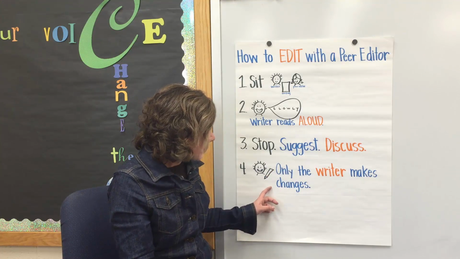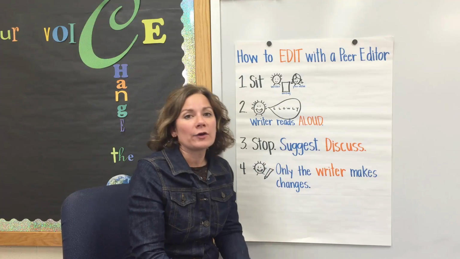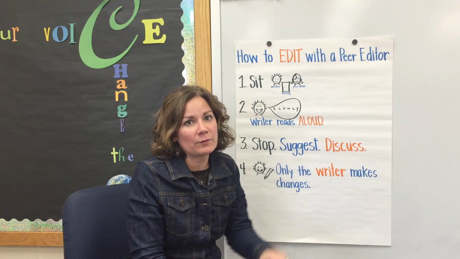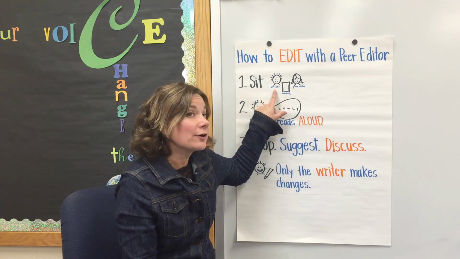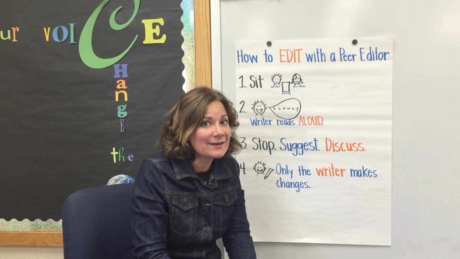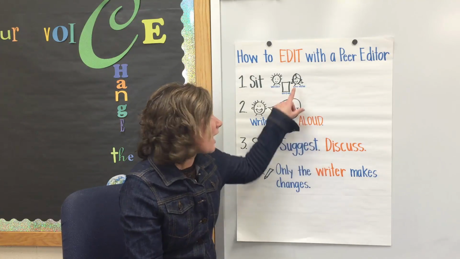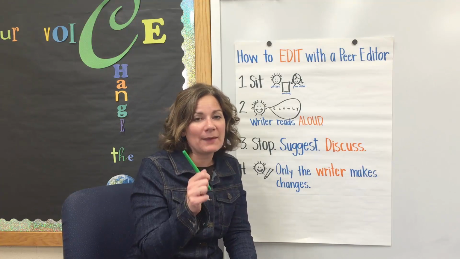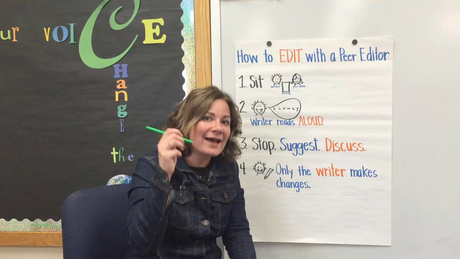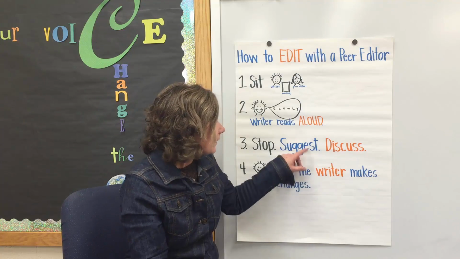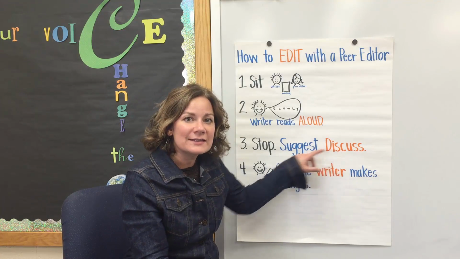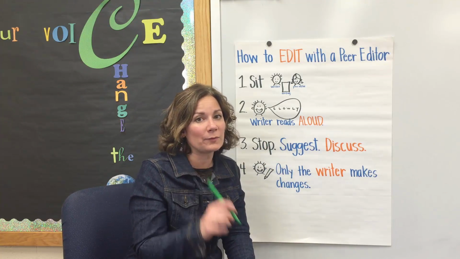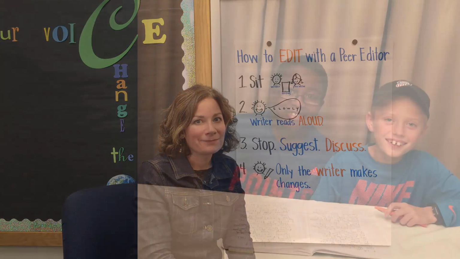That's the fourth part, is only the writer makes changes. Now, the peer editor may know that a word is spelled wrong, and a writer may decide they don't want to change it. That's fine. It's not the peer editor's job to make the changes. It's the writer's job to make the changes. That's why the writer has the pen in the hand. So the peer editor discusses, they can suggest things, but they don't make the changes. Only the writer makes the changes.